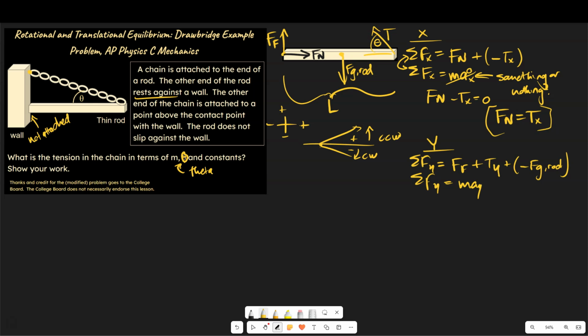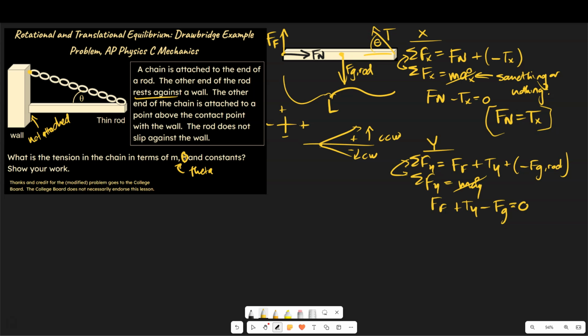Is our acceleration of the y something or nothing here? What do you think? Well, it's nothing. That means that is 0. That whole term is 0. We can set these equal to each other. Ff plus tension of the y minus force due to gravity of the rod is equal to 0.